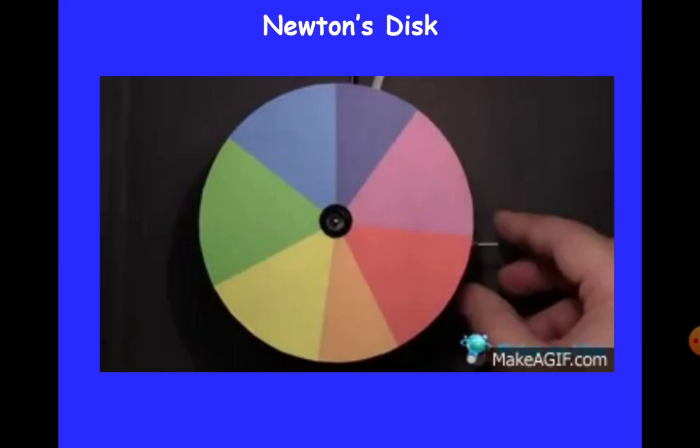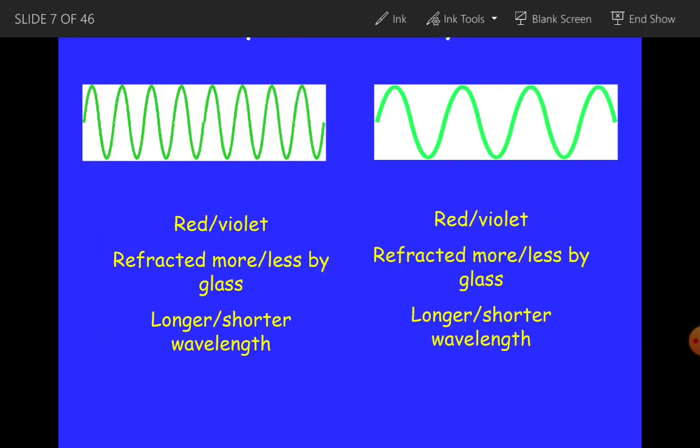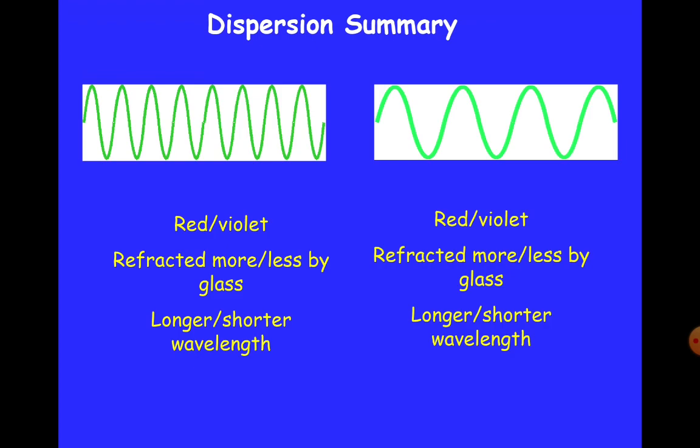Okay. So, in review, on the left side, we see a smaller wavelength. On the right side, a bigger wavelength. Which one do you think will be on the left? That is the violet. It has a higher frequency. Remember, the speed of light is always the same. Will it be refracted more or less? It will be refracted more. And the wavelengths are shorter.